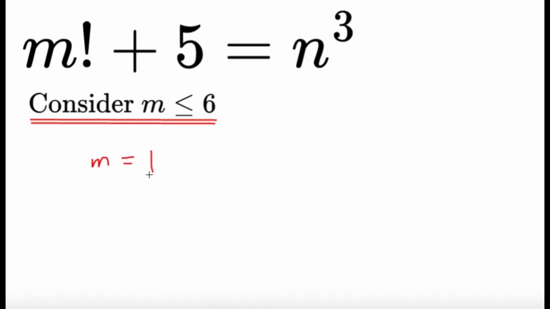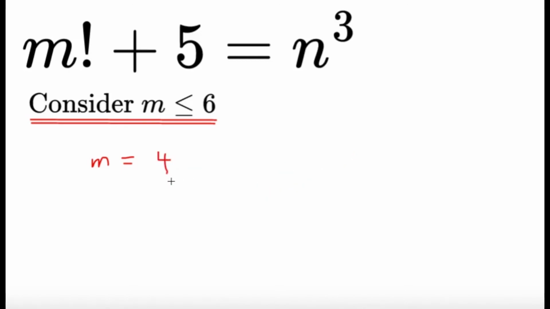If m is equal to 1, then m factorial plus 5 is going to be equal to 6. So 6 equals n cubed, no possible solution, since the cube root of 6 is not an integer. So we ignore that. Next, m equals 2. 2 factorial is 2, so 2 factorial plus 5 is 7. Again, 7 equals n cubed. 7 is not a perfect cube, so no solution here. If m is equal to 3, m factorial is 6, so 3 factorial plus 5 is 11. 11 equals n cubed. Well, 11 is not a perfect cube, so no solution here.